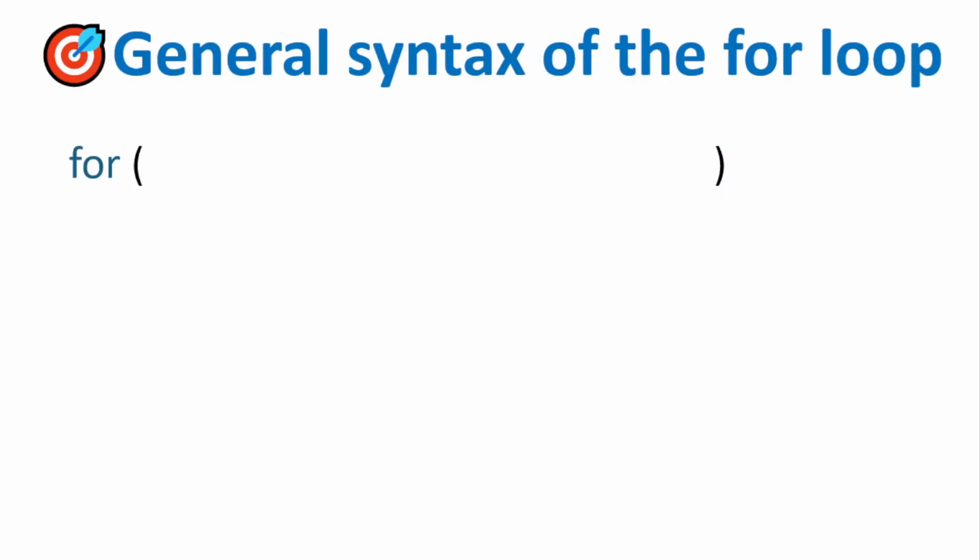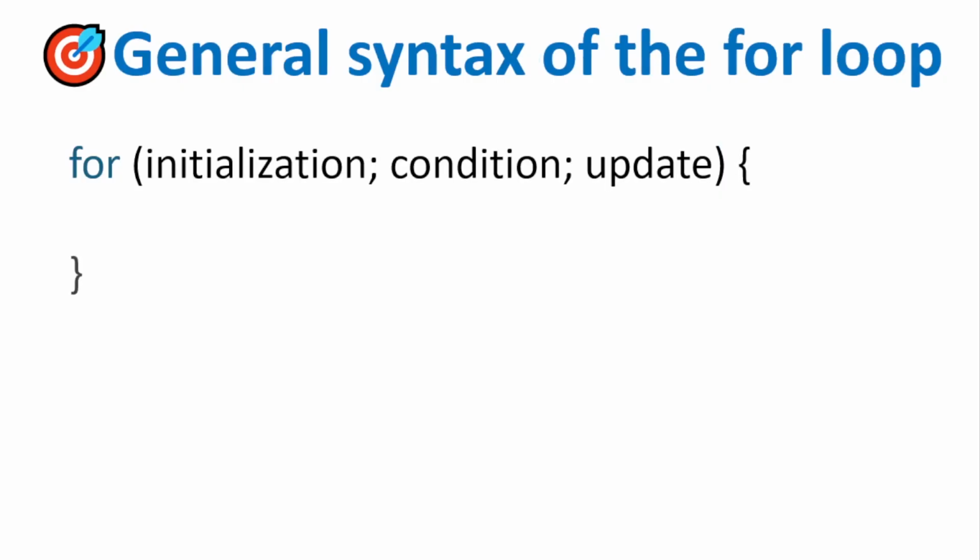Detailed explanation of the general syntax of the for loop in C. The for loop in C is structured to run a block of code repeatedly with a very compact and recognized syntax. Here's the general form. Let's break it down into its three main components.